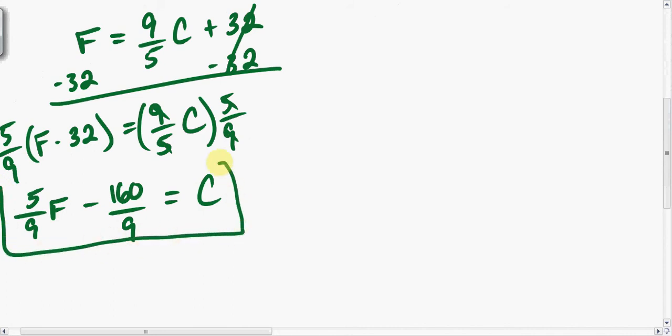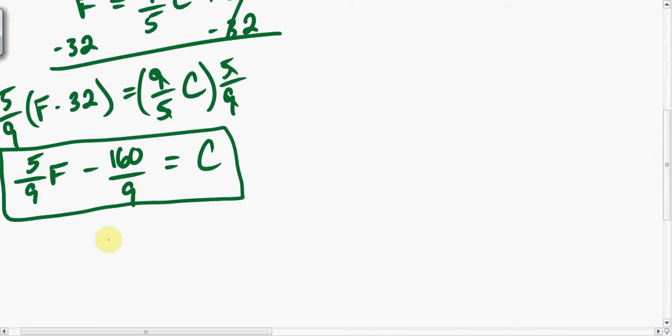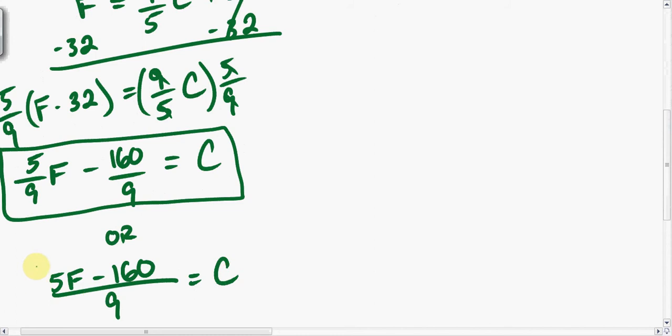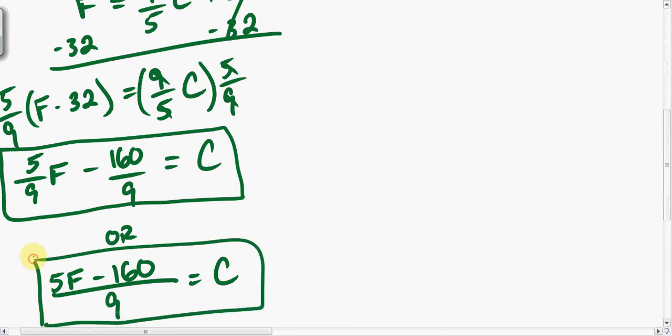This is acceptable, but you also notice there's a common denominator. What's the denominator in both cases? 9. So you can also use this formula: take the numerator, which is 5F minus 160, and put it over the common denominator of 9, which is C. Either of those works. They're both the same. I'll accept both. So, we've successfully put C by itself.